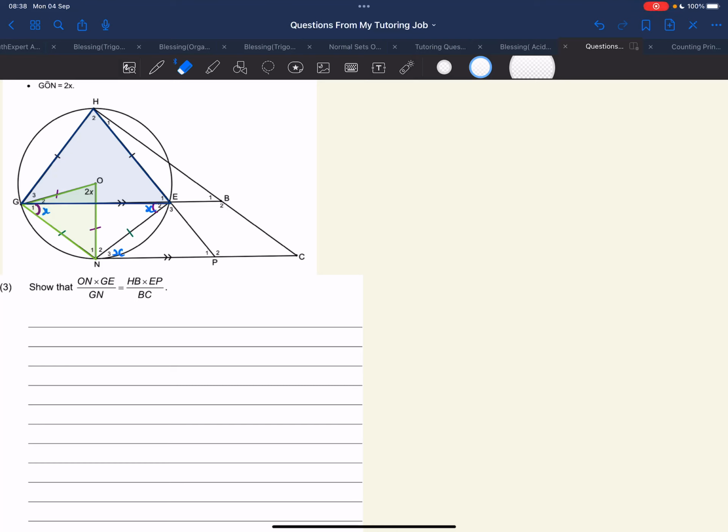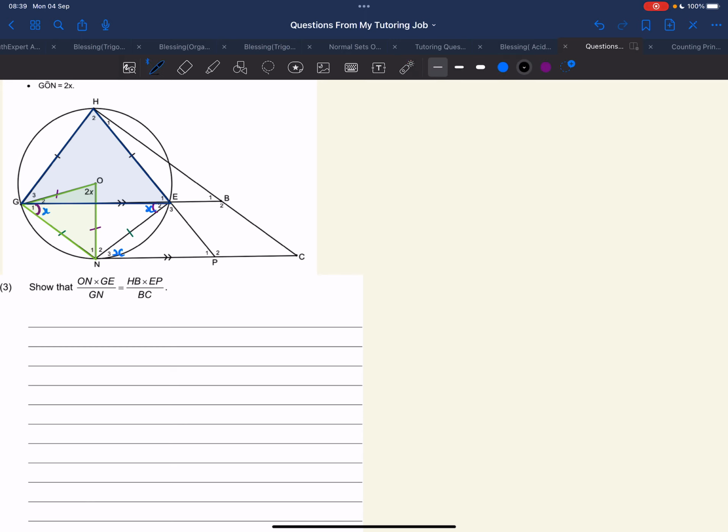Okay, right now in question 3, they say that show that ON times GE over GN equals HB times EP over BC. Basically, looking at that kind of question, I presume that seeing that there's a GN, there's a GE, there's an ON, we're going to need to use what we did from our previous question, which is those similar triangles.